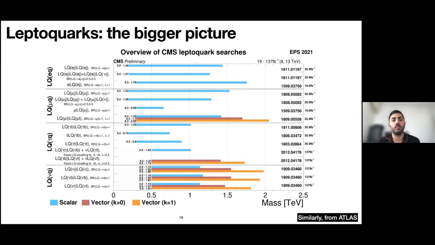This is already a few months old, and some of the things I talked about today are not actually included in this diagram yet. But there are many searches in CMS and also in ATLAS that look for various lepton flavor and quark couplings across the spectrum. And some of these searches are still being conducted at Run 2, so expect results within the next few months.